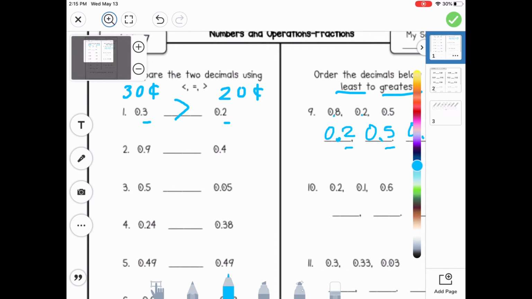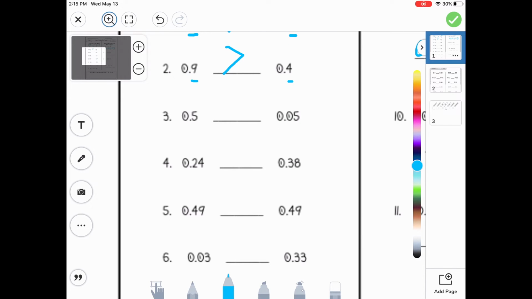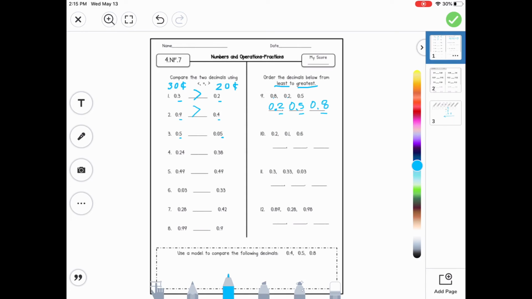All right, let's look at question number 2. Question number 2 asks us to compare 9/10 and 4/10. 9/10 is greater than 4/10. Question number 3 is one of those tricky ones. We have 5/10 and 5/100. These are not equal because they're not in the same place value. 5/10, if you're thinking of our place value chart, would be right here, whereas 5/100 would be right here. So 5/10 is farther to the left, which means that it's larger. So 5/10 is greater than 5/100.